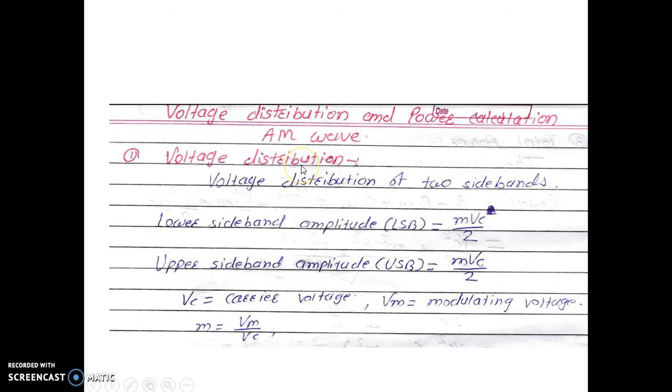See here the voltage distribution of the amplitude modulated signal. As we know, in the amplitude modulated signal, the carrier signal is there, the lower sideband is there and the upper sideband is there. What is the amplitude of the carrier signal? It's Vc, the voltage distribution of the carrier signal. Then the lower sideband is mVc by 2, the voltage distribution of the lower sideband, and the upper sideband is also mVc by 2, the voltage distribution of the upper sideband.